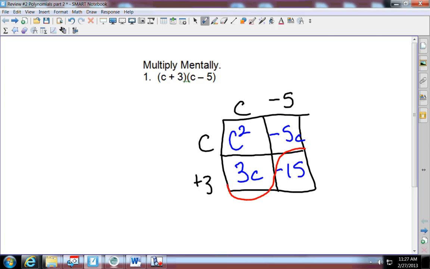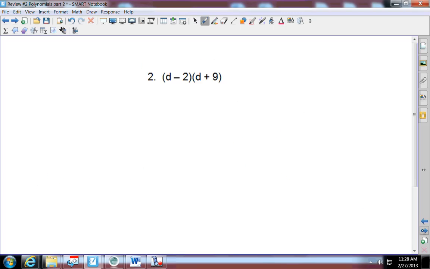Put your C's together. Those are your like terms right here. Your answer is C squared, then negative 5 plus 3, negative 2C, minus 15. Do the next one. Pause the video and come back and see how you do.